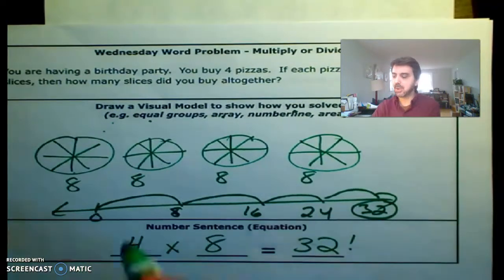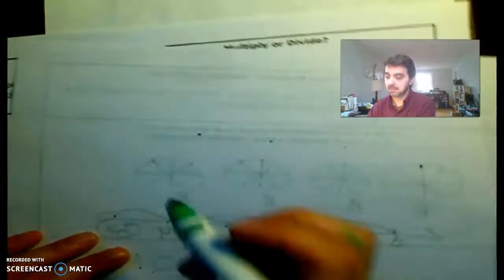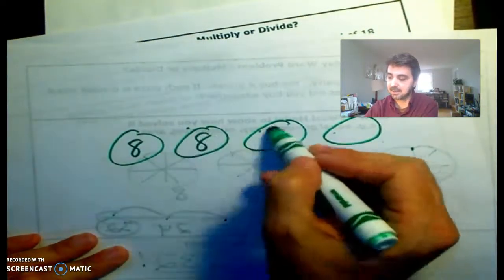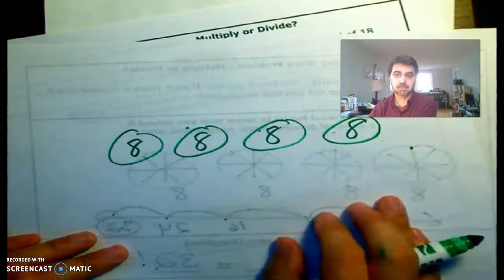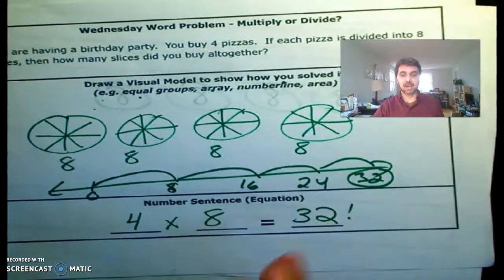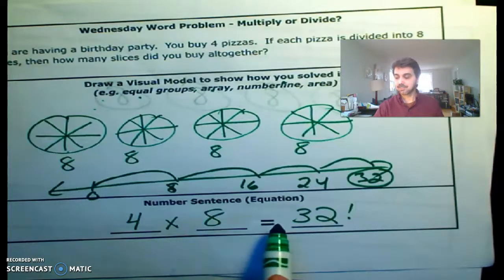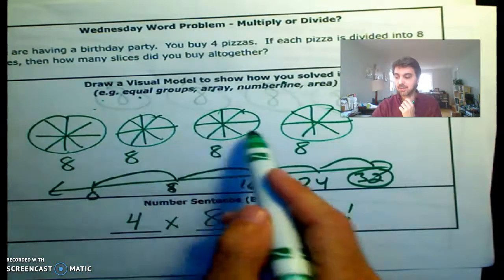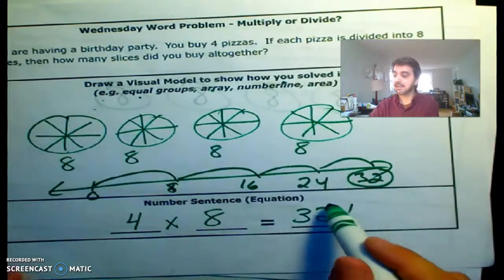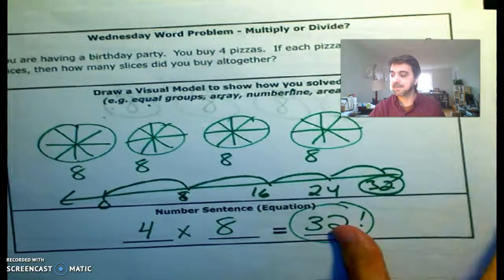Did anybody do it where you just did like 4 circles, and then just put like 8 inside just to represent? That also works, right? Okay, so you can see it's multiplication, right? 4 groups of 8, which is here. 1, 2, 3, 4 groups of 8 slices of pizza gives you 32 slices of pizza. That's a good amount of pizza, okay?